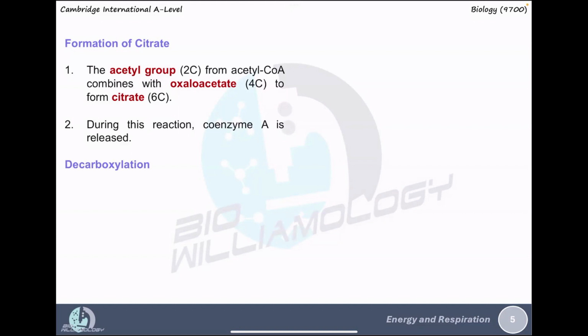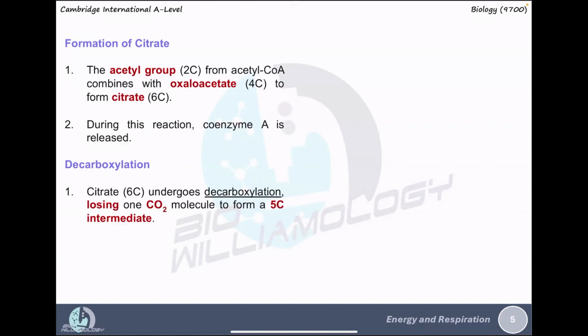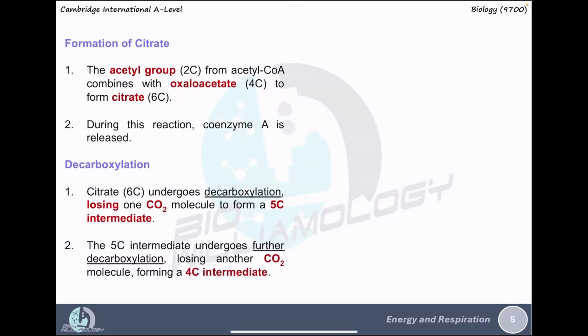Decarboxylation occurs after that. So citrate undergoes decarboxylation, losing one carbon dioxide molecule to form a 5-carbon intermediate. And the 5-carbon intermediate undergoes a further decarboxylation, losing another CO2 molecule to form a 4-carbon intermediate. So in total, 2 CO2 molecules are released per cycle as metabolic waste.